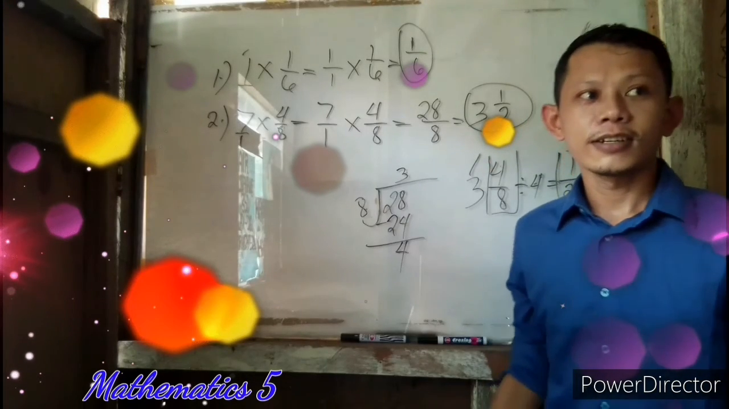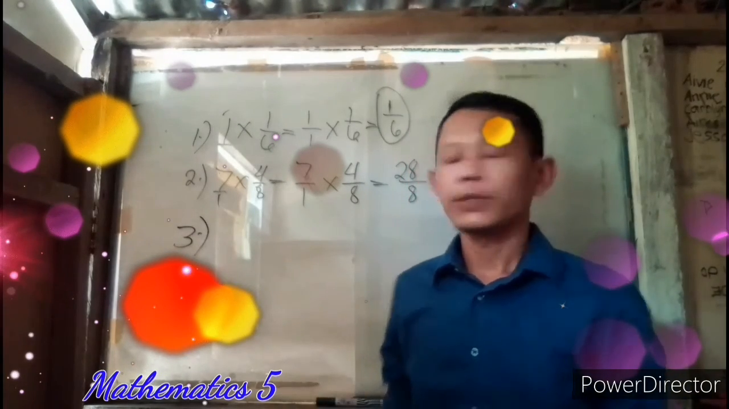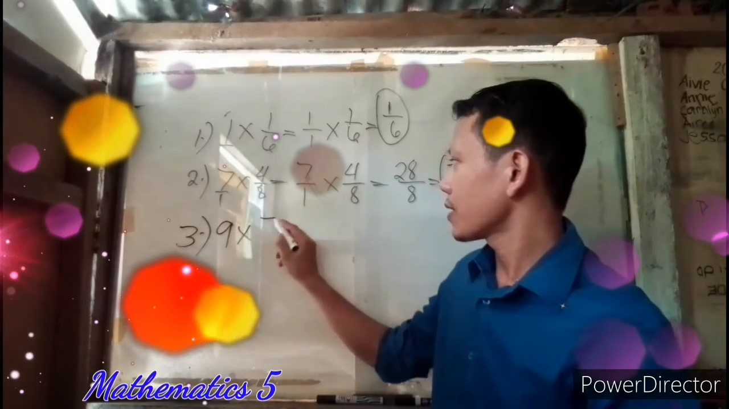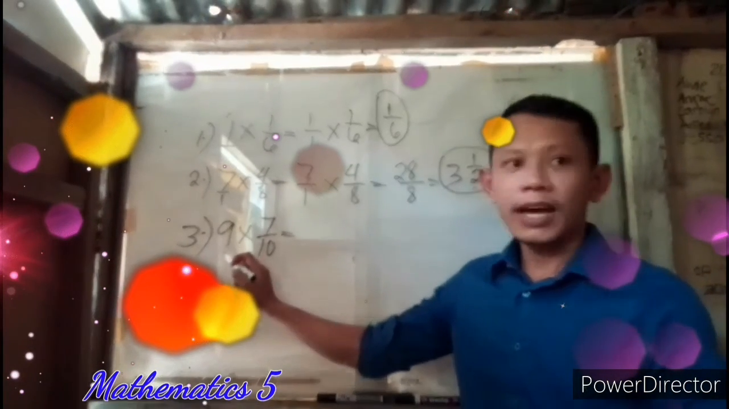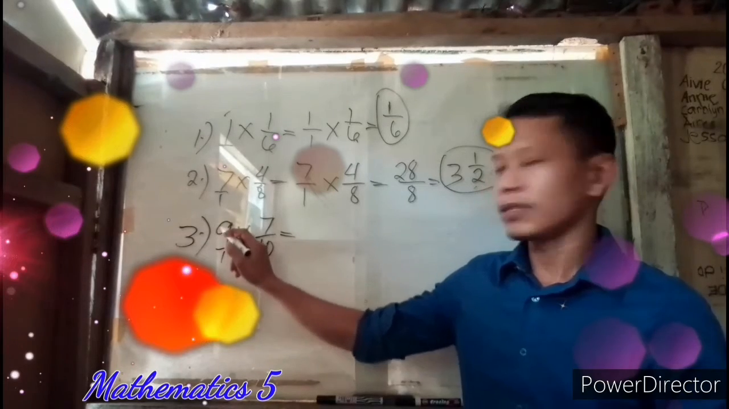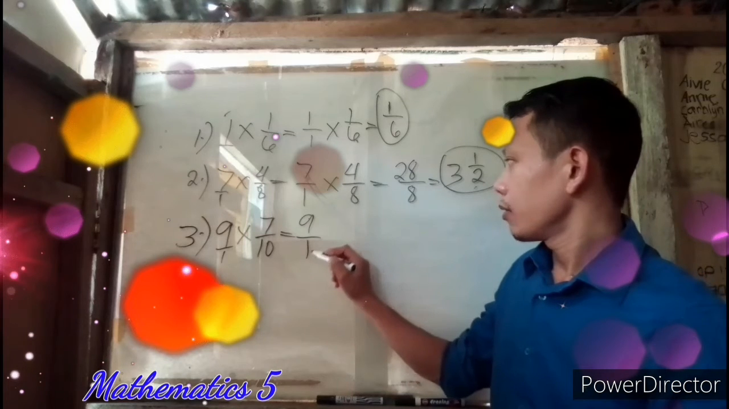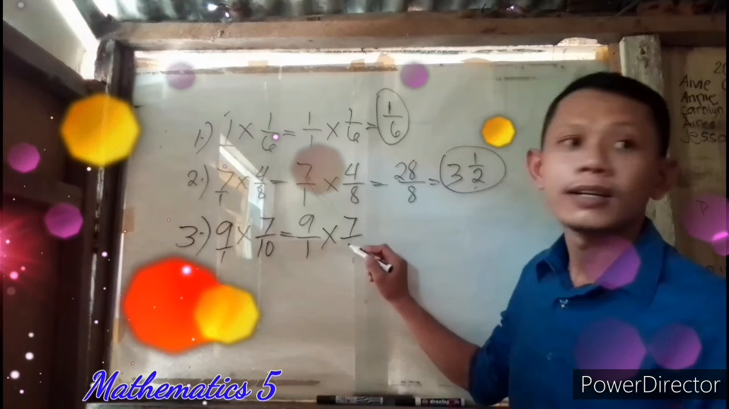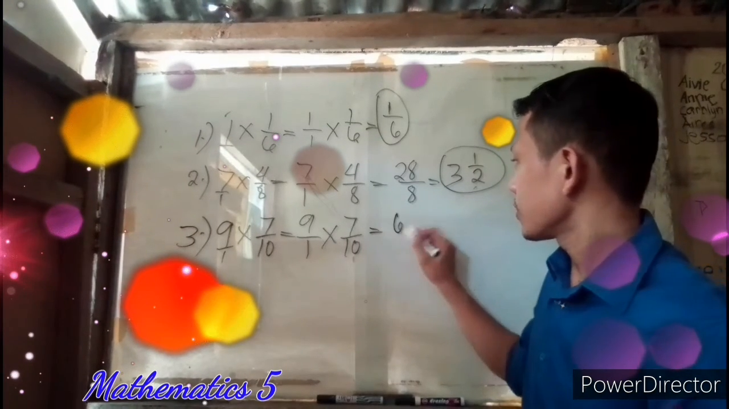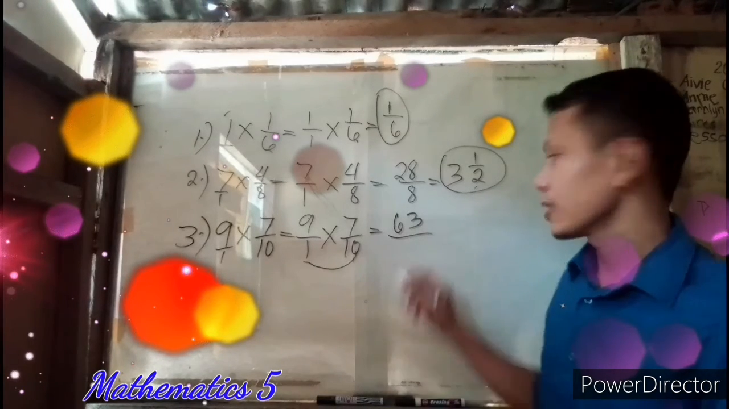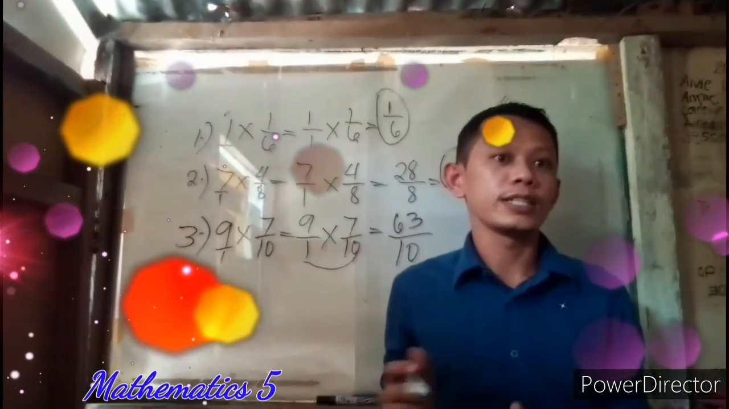Are there any questions? We have number 3. 9 times 7 over 10. We are going to put 9 over denominator 1 since this is a whole number. 9 over 1 multiplied by 7 over 10. 9 times 7 is equal to 63. 1 times 10 is equal to 10. Is this our final answer? No, this is not our final answer.